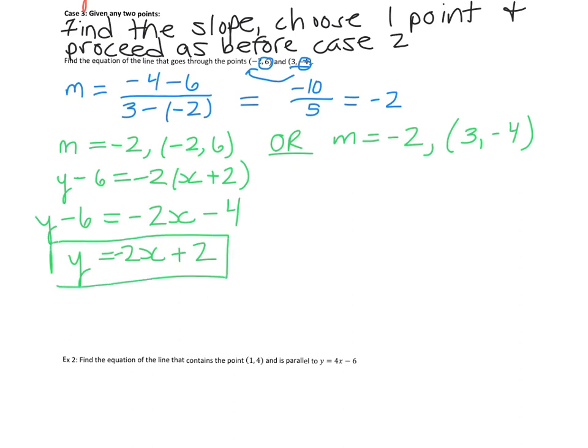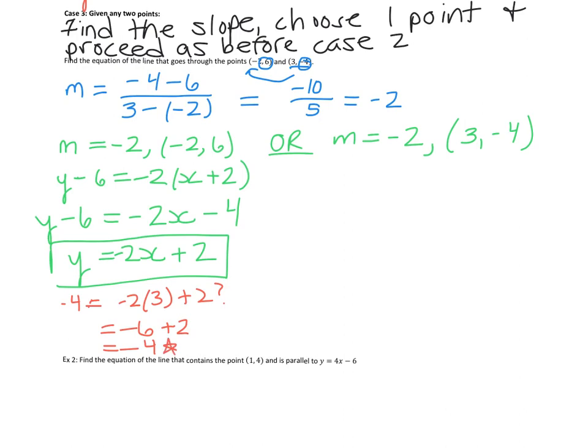And to check, I always like to check with the other point. So we could check with the other point (3, -4). Does -4 equal -2 times 3 plus 2? And it does, right? Because -6 plus 2 is -4. So that checks out. All right, so the red is the check.